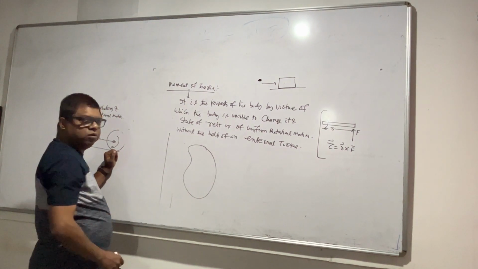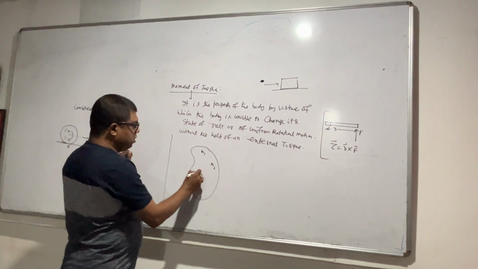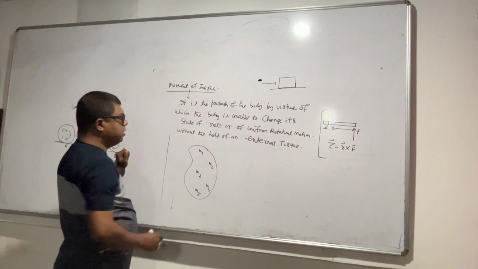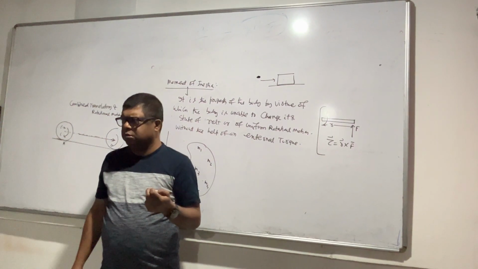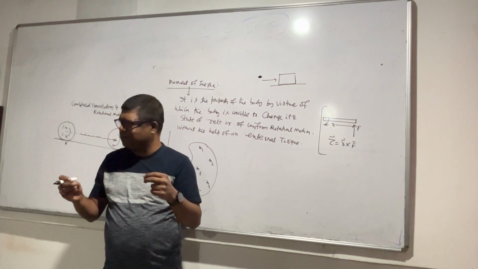This is the rigid body which contains a number of particles: M1, M2, M3, M4, M5. And these are discrete particles. What do discrete particles mean? The particles are not connected to each other. These are called discrete particles.